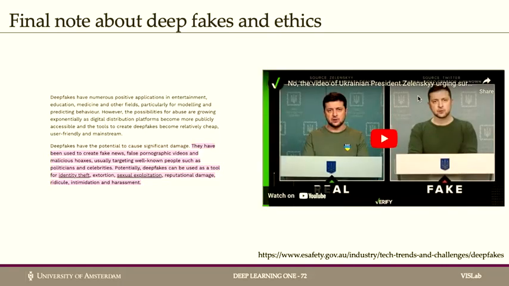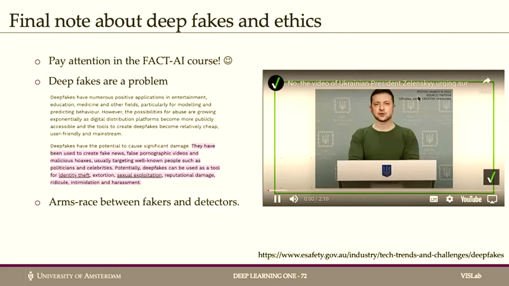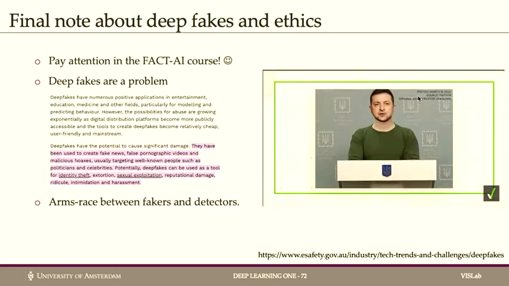And there's some interesting stuff happening. So I would encourage you to pay attention in the Fact AI course, because deepfakes are quite a problem, and there's almost this meta-level arms race, of course, between fakers and detectors going on. There's this one video, for example, where Zelensky is seemingly saying, please, all the Ukrainian soldiers, put down your arms, we're giving up or something.